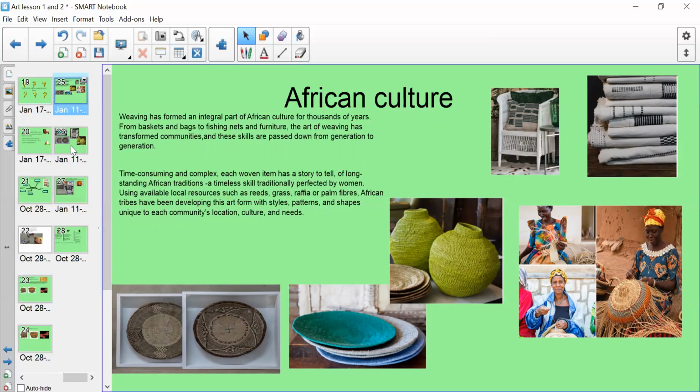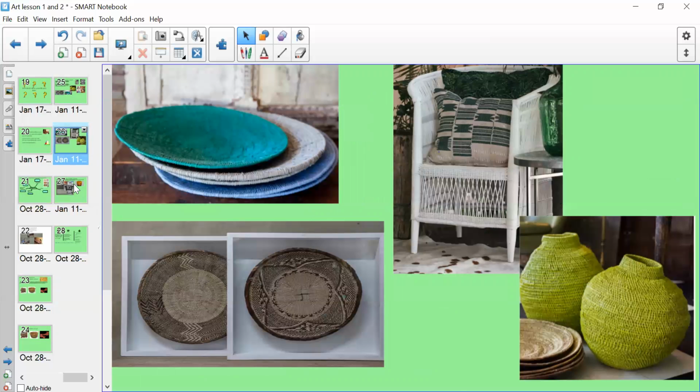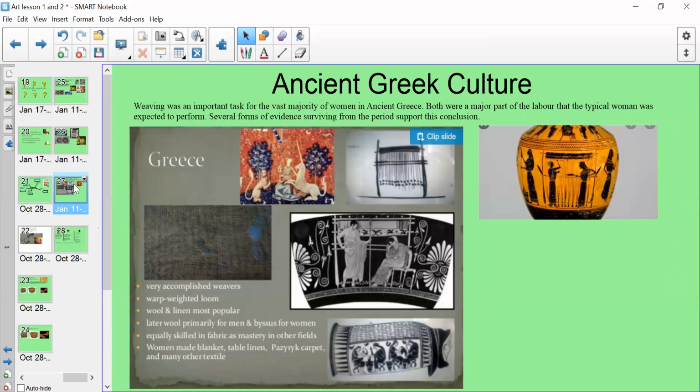Okay, and then the last culture we're going to look at is the ancient Greek culture. So we also know that the ancient Greeks would have woven, because on this ancient Greek pot, we can see an example of two people weaving, and this is evidence to show that they would have woven as well. So weaving was an important part for the vast majority of women in ancient Greece. So it was also a woman's job to weave in ancient Greece as well as in African cultures. So both were a major part of the labor that the typical woman was expected to perform. So that's like their job that they had to do.